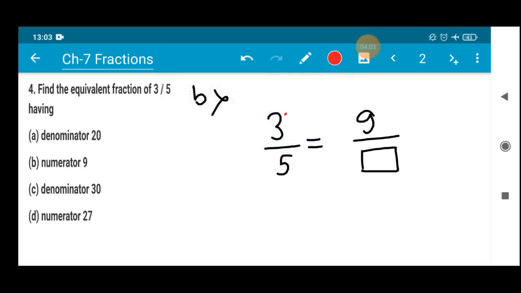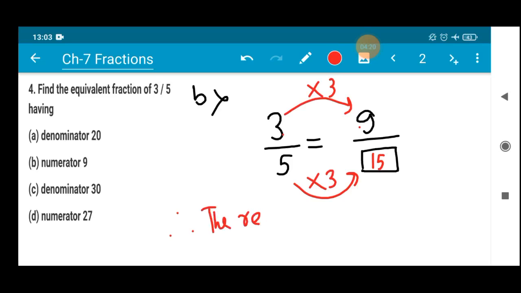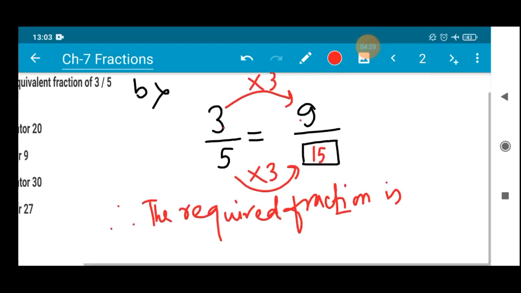Very easy sum. So 3 into 3 is 9. Yes, to reach from 3 to 9 we have multiplied with 3, and to reach now 5 into 3 we have to fill this square box. 5 3s are 15. So the required fraction, or the equivalent fraction of 3 by 5, is 9 by 15, whose numerator is 15.